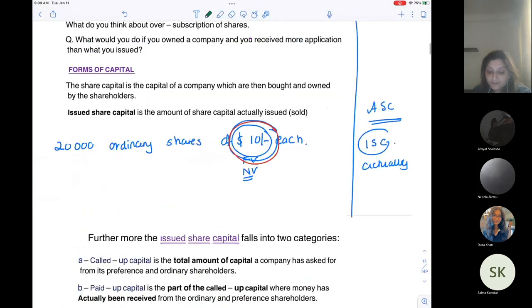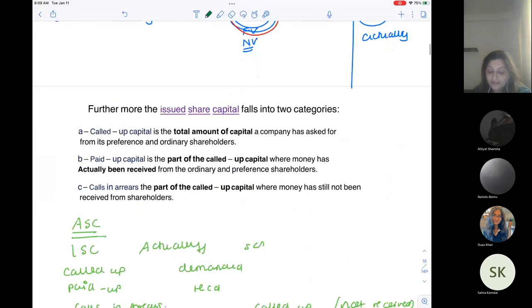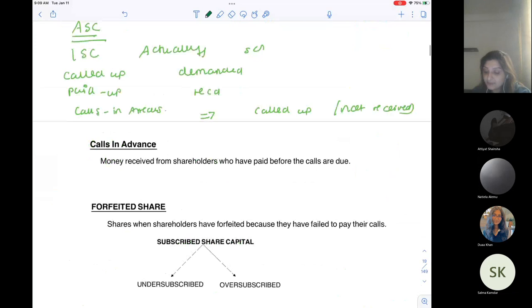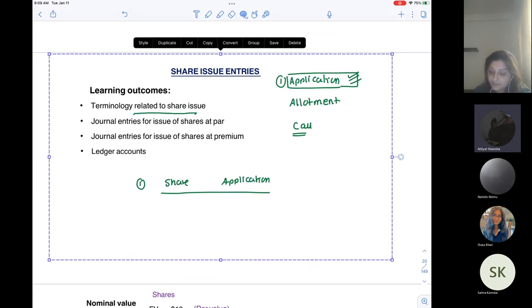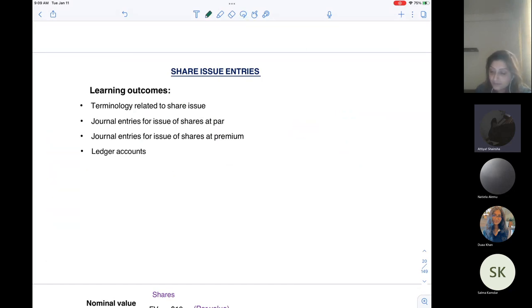Okay, can you tell me the meaning of these terms? Authorized share capital, issued share capital, called up capital, paid up capital, and calls in arrears. Authorized capital is the maximum shares a company can sell. Then issued shares is the actual amount of shares sold.